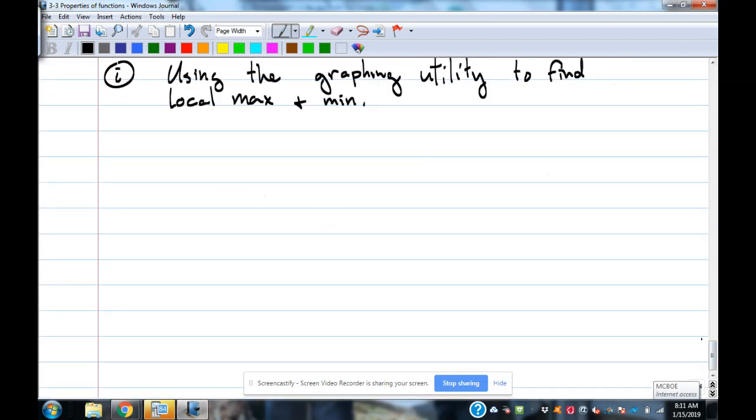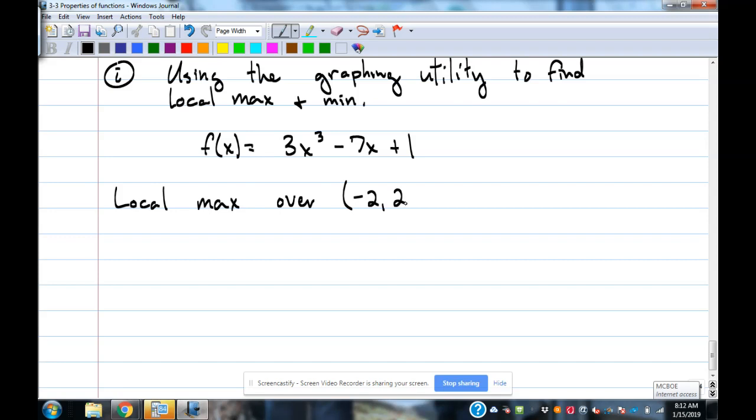Okay, all right, so let's take a function. Let's do one that maybe we know something about. 3x cubed minus 7x plus 1 as our function. And let's find the local max over -2 to +2. So we use the graphing utility to do that. What we need to do is graph that equation. So 3x cubed minus 7x plus 1 is what we're going to graph.